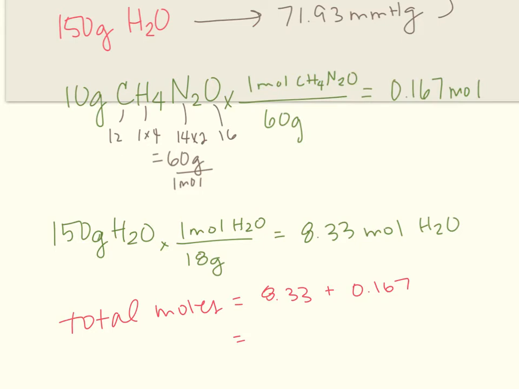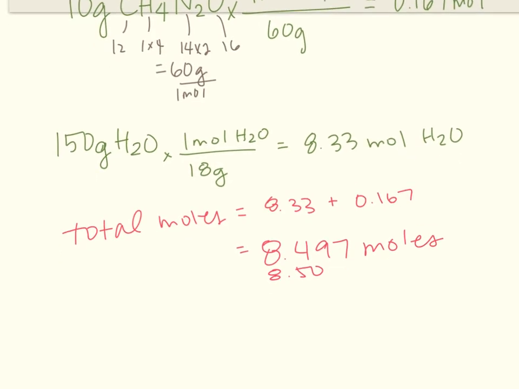And so that comes out to 8.497 moles. Okay, and rounded to sig figs, that would be 8.50. And to find the mole fraction of water, the moles of water is 8.33 moles, and we're going to divide that by 8.50.